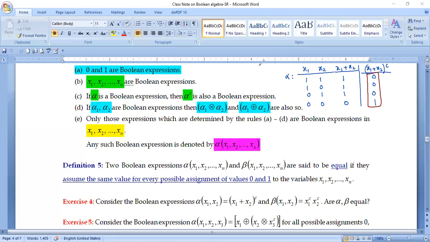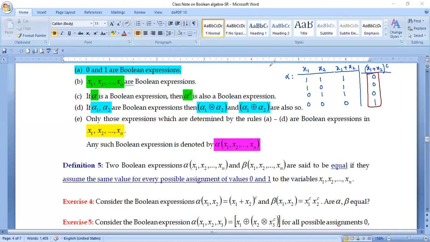Similar types of problems you have done in mathematical logic, so I hope you are not facing any trouble understanding the concept. Probably you have understood what I need to show. I need to show that this particular function beta should have the same column as that of (x1 + x2) whole complement that we are going to check.